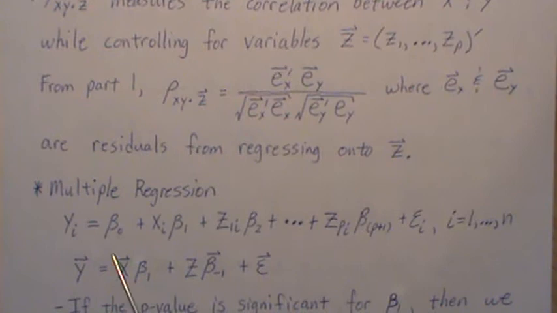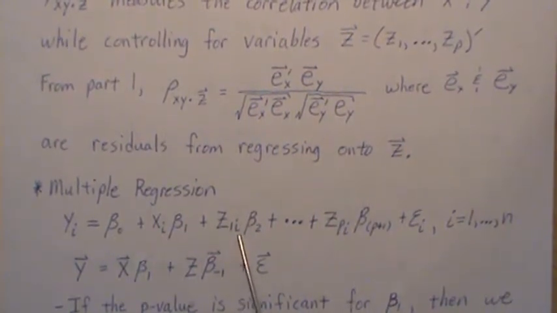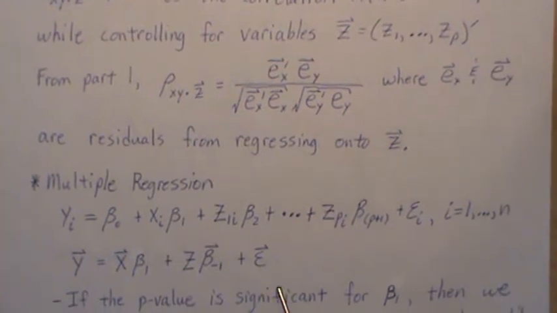Now in multiple regression, this is the setting where we regress y onto this set of regressors, so x and then all the z's. Now if we take this beta and put it in with the z's, so-called z0, z1, those can be summed up in matrix notation like this.